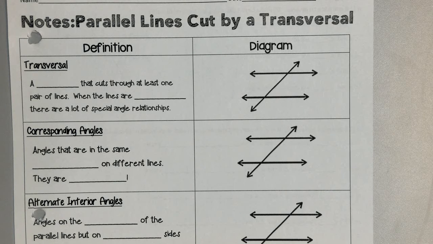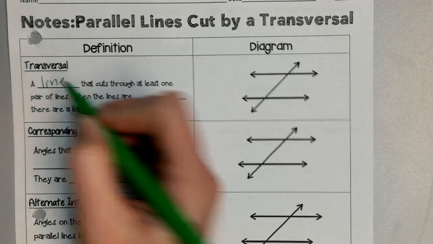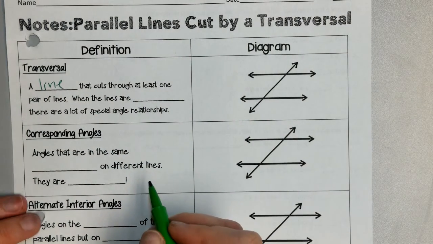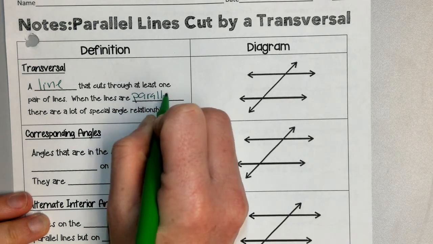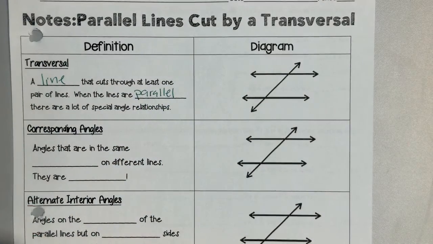Right, these are notes on parallel lines cut by a transversal. So a transversal is a line that cuts through at least one pair of lines. And when those lines are parallel, there are a lot of special angle relationships.